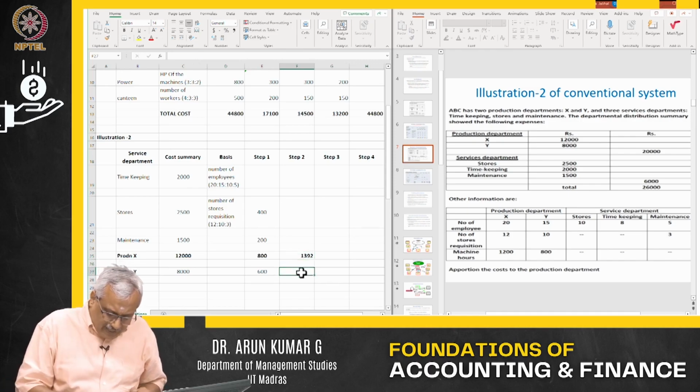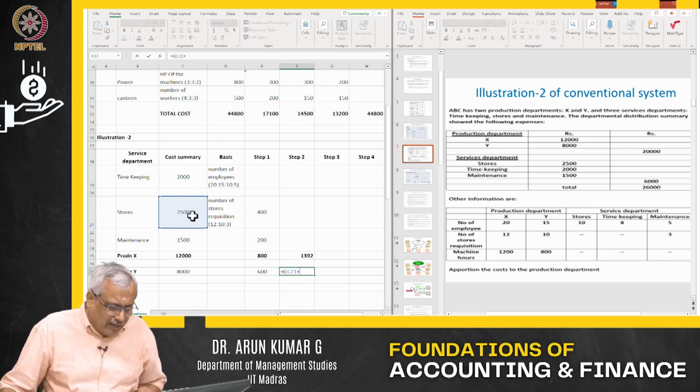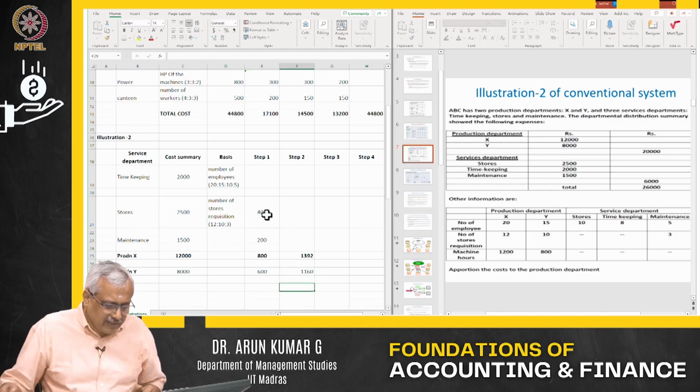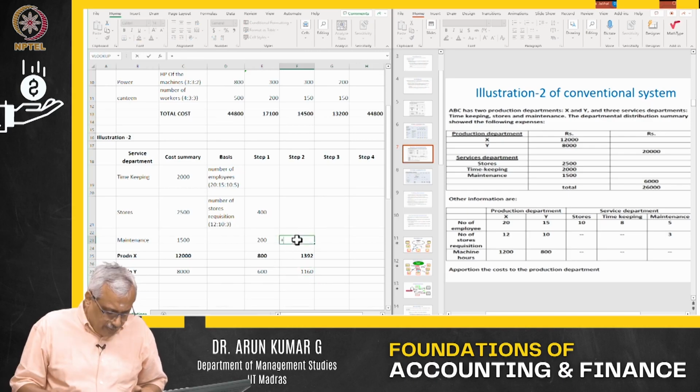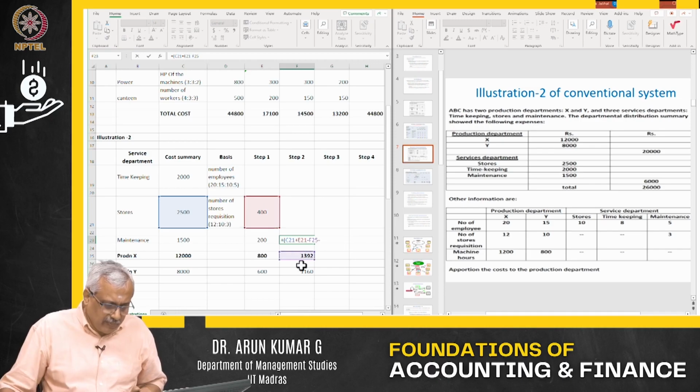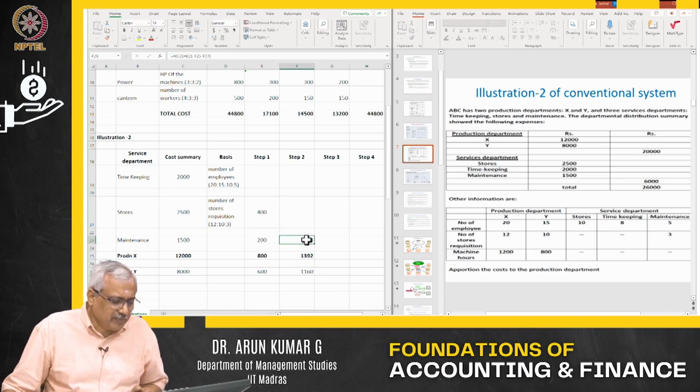Production department Y, the same way, what is the amount to be allocated? 2500 plus 400 into 10, and then divided by 25, and that is the amount that I have to allocate here. What is the amount that is to be allocated to the maintenance department? It is very clear, we can just do it this way, minus this minus this, the entire remaining cost, because it is only 3, it will go to the maintenance department.